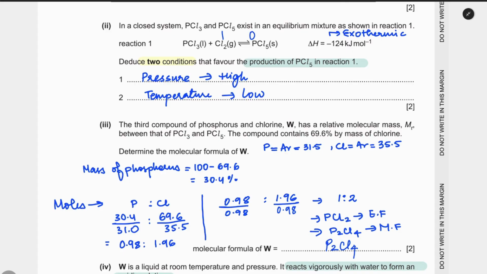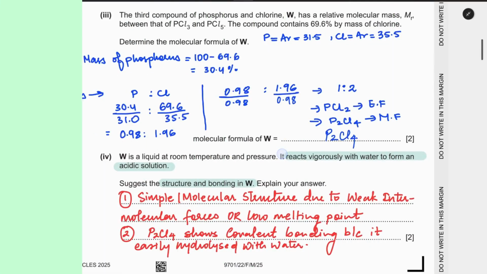So it's quite easy to find out the formula of the compound, and this will give you a 2-mark question. Next question. W is a liquid at room temperature and pressure. It reacts vigorously with water to form an acidic solution. Suggest the structure and bonding in W.